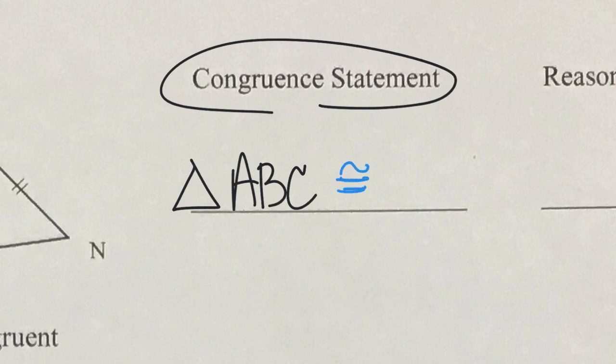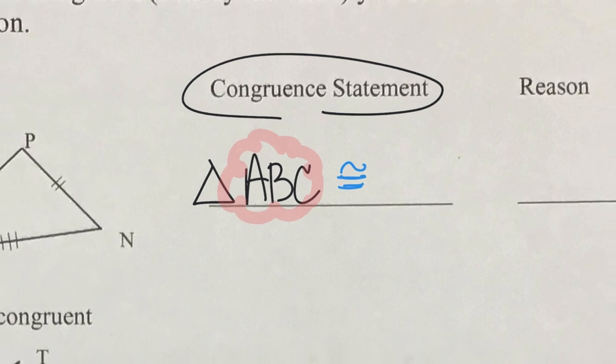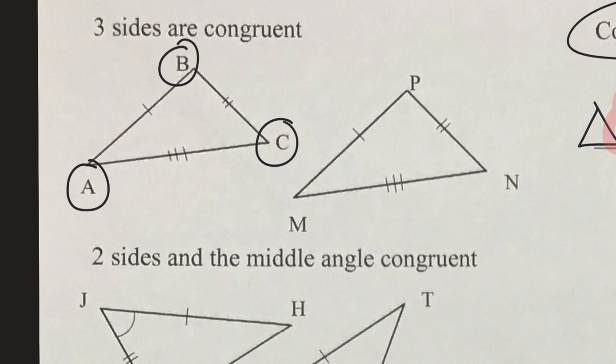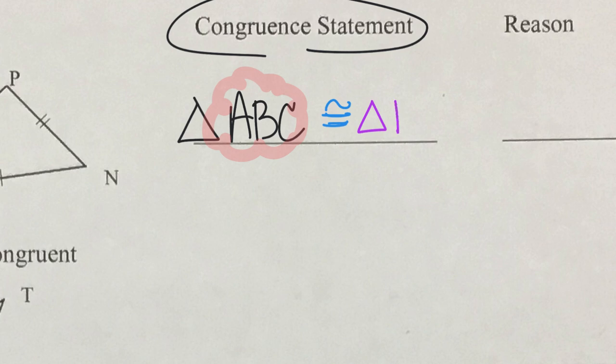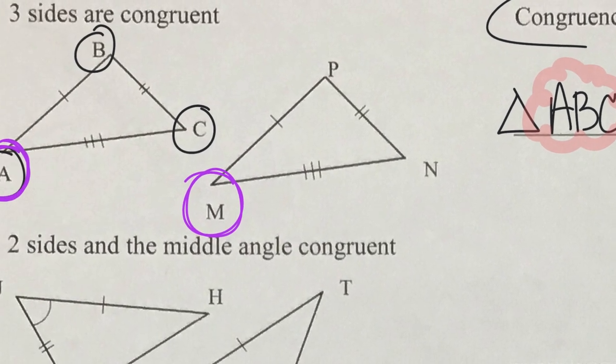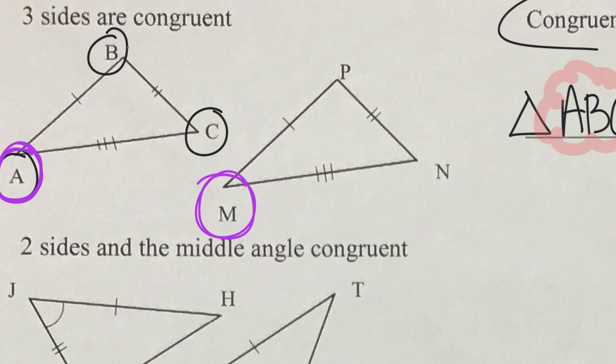But most often what you're going to see is this part is going to be given first. They're going to tell you the three letters of your triangle, and you need to match them up with the same letters from your second triangle. So we have to write down the angles as they correspond. What angle does A correspond with in our other triangle? M. So A goes with M, so then triangle M. And then what angle goes with B? B goes with P, and C goes with N.